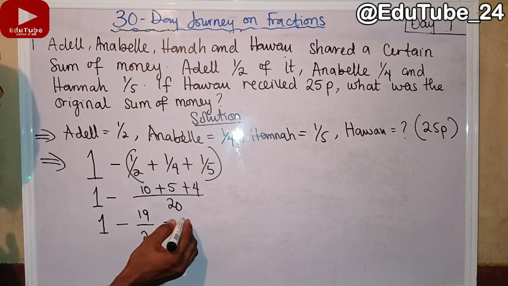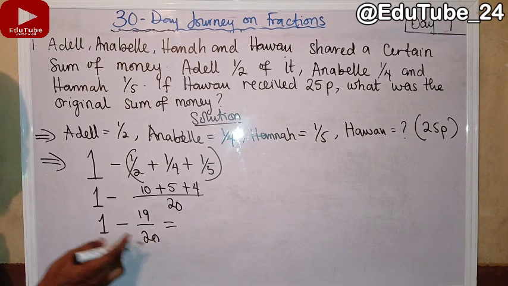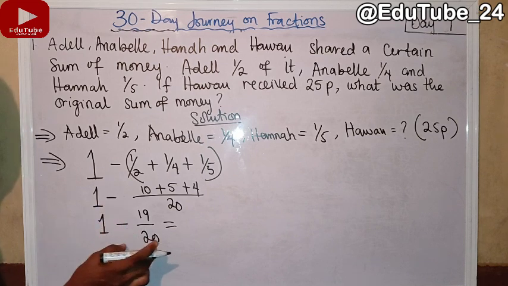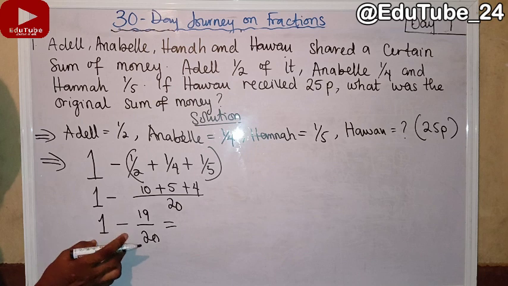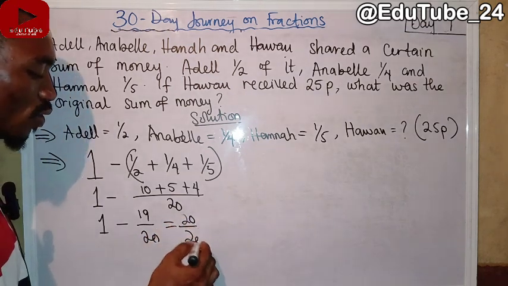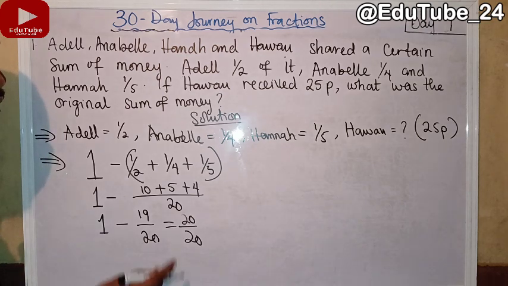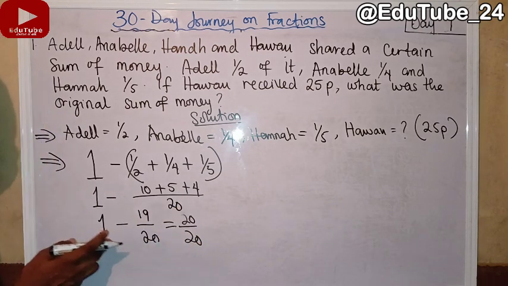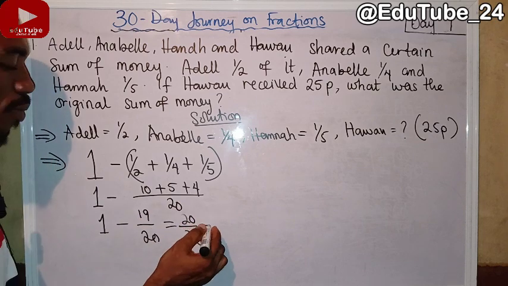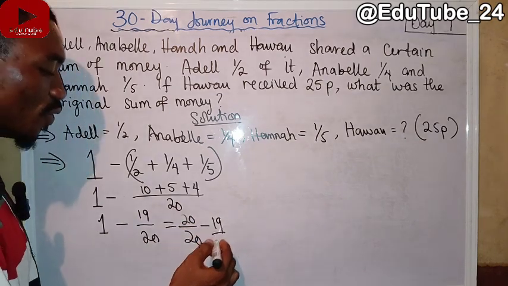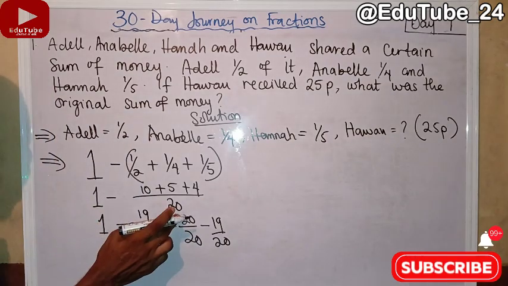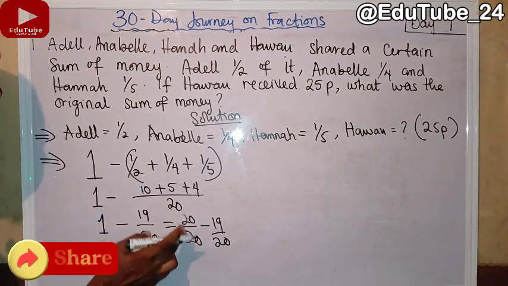Since the denominator here is 20, I'm going to rationalize this 1 by making it a fraction with this denominator. So that would be 20 over 20, because in actual sense 20 over 20 will still give us what? 1. That's what I typically mean by rationalizing. So 20 over 20 minus 19 over 20. So I have rationalized this 1 whole to become 20 over 20, because 20 over 20 will still give us 1.